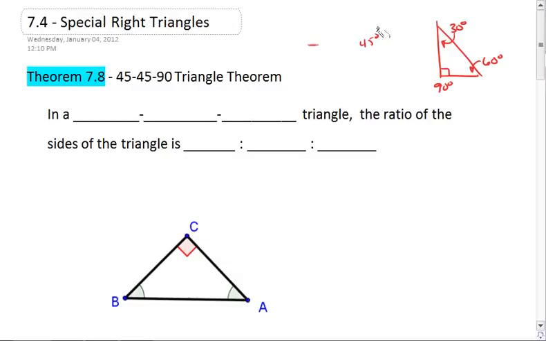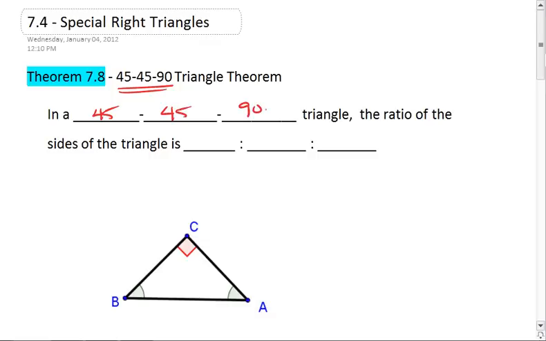Well, let's look at the first one, our isosceles right triangle that has 45, 45, 90. Theorem 7.8, which is the 45, 45, 90 triangle theorem, tells us that in a 45, 45, 90 triangle, the ratio of the sides of the triangle is in a constant ratio of 1 to 1 to the square root of 2.